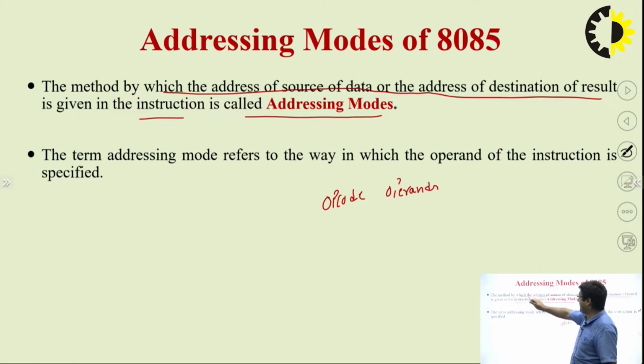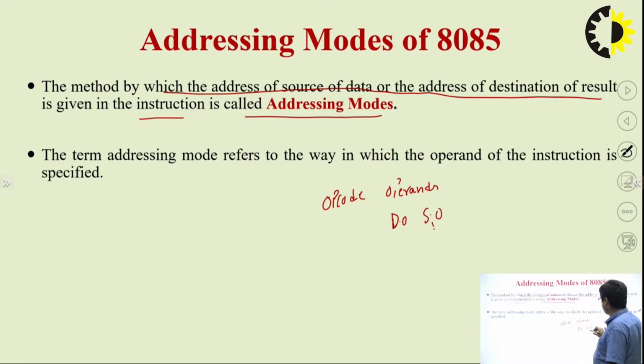So we can say the method by which the address of source of data, here the operands are two, destination operand and source operand. The source of data carries the values, the memory location, the 8-bit data, 16-bit data. The method by which the address of source of data or the destination of result is given in the instruction is called addressing modes.